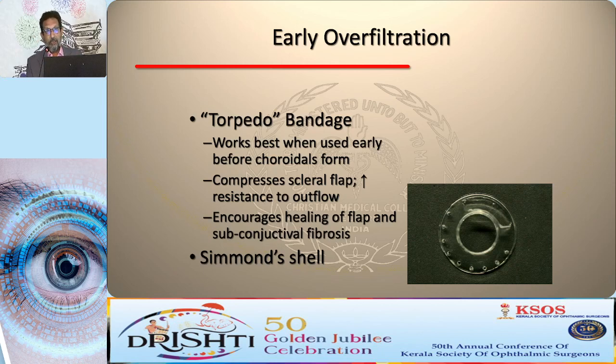The Simmons shell can be sutured onto the conjunctiva, or, though we rarely use it nowadays, you can use it just placing it within the eye and then putting a pad and bandage over that. The torpedo bandage I've mentioned before, so you take a pledget of cotton wool and roll it very tight.